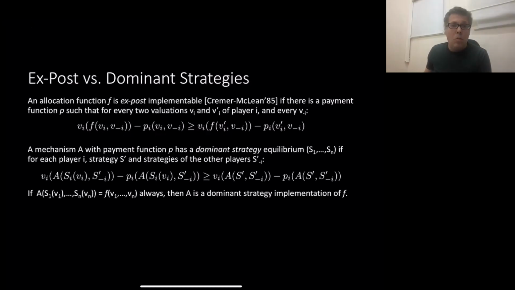Okay? We're going to contrast this notion of ex post implementability with the notion of a mechanism that has a dominant strategy equilibrium. Here, a strategy is dominant as usual. So a strategy is just like a function that, given your private input and the node that you are in the game, tells you what action to do. A strategy is dominant if it is always better to play this strategy, no matter what the other players are doing. Okay.